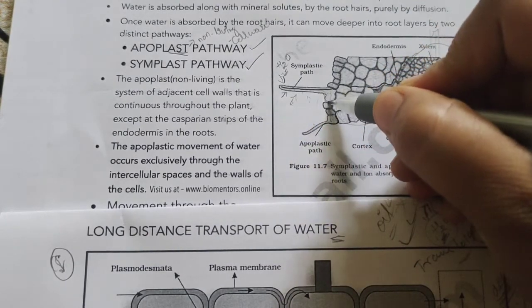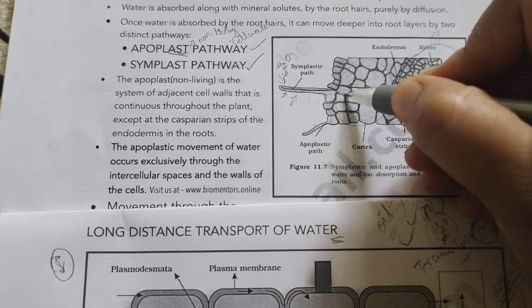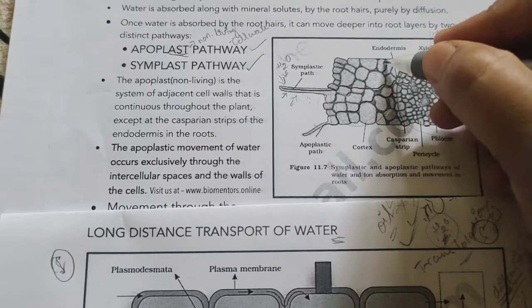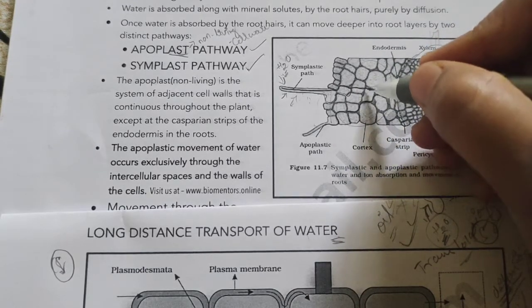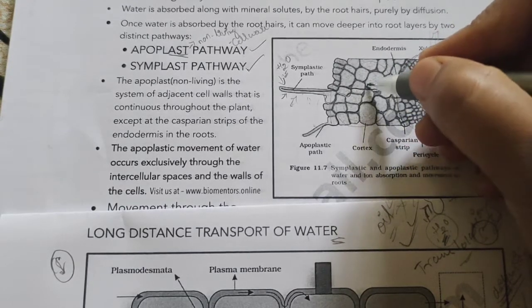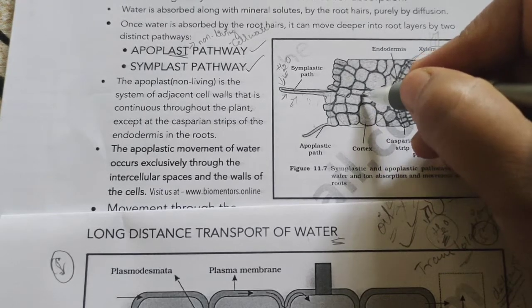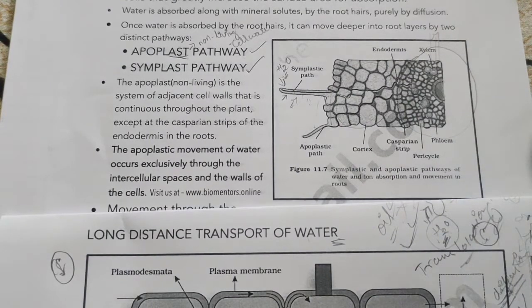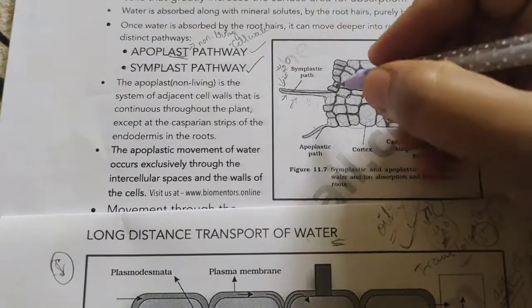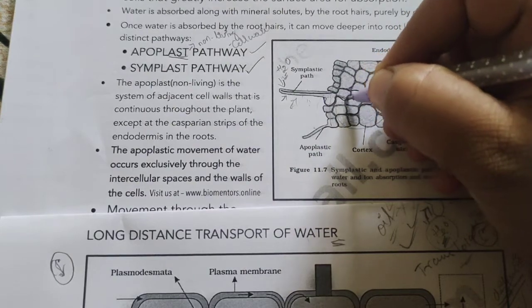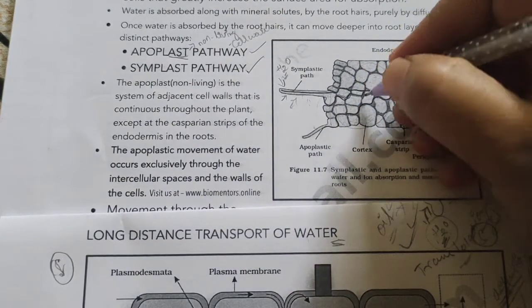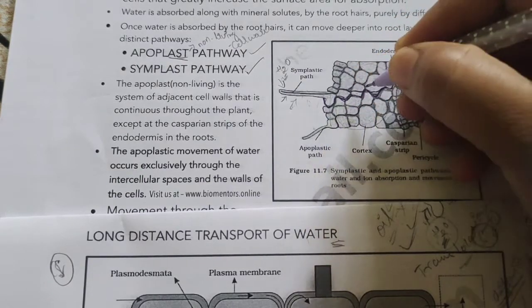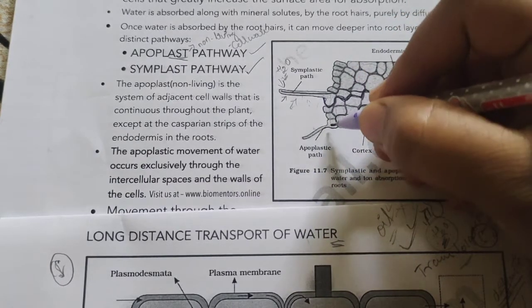now this absorbed water will pass through the intercellular spaces. You people know that inside the cortex, these parenchyma cells are loosely arranged. They will be having space in between the cells. The space which exists between the cells is called intercellular spaces. So if this absorbed water is passing through the intercellular spaces along the cell walls, this pathway of movement of water is called apoplast.